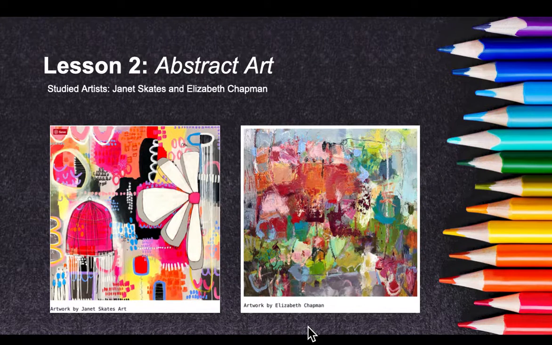We looked at artists Janet Skates and Elizabeth Chapman. They did a really good job showing color and shapes and creating mood and emotion. Obviously very happy in these two particular pictures, but their body of work is really good to filter through to let students see what their end goal will be.